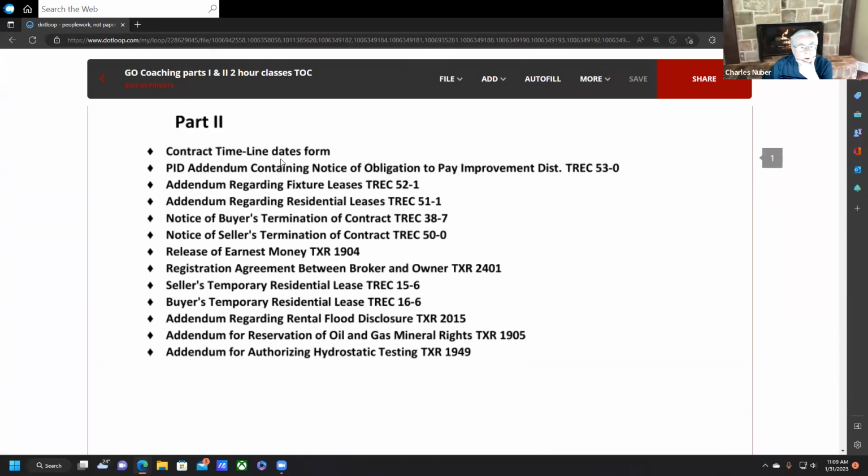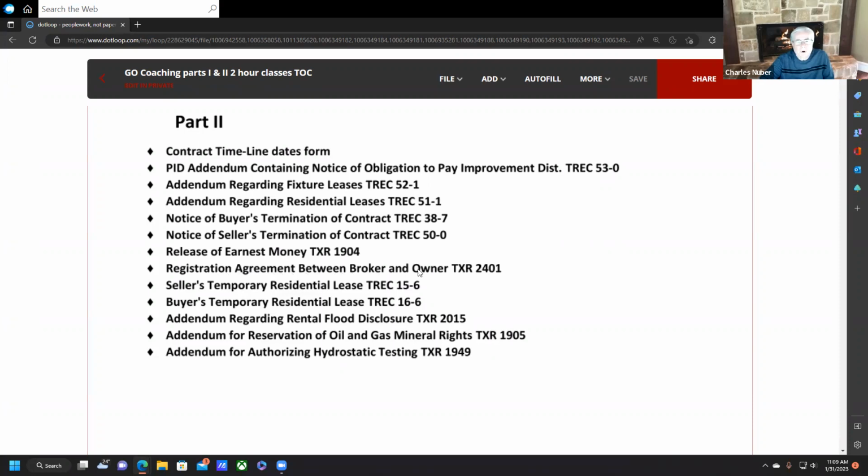Okay, so today we're going to go over the contract timeline dates form, PID addendum, my least favorite subject next to writing a repair amendment, addendum regarding fixture leases, addendum regarding residential leases. If there's a residential lease already in place on the property, it does survive the sale. Notice of buyer's termination of contract, notice of seller's termination of contract, release of earnest money form, my favorite form. If a contract has to terminate, we want that form.